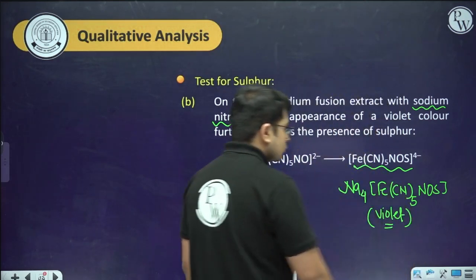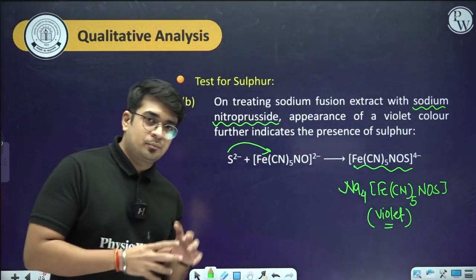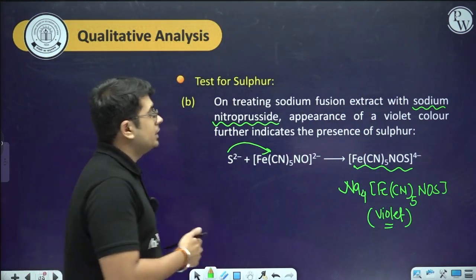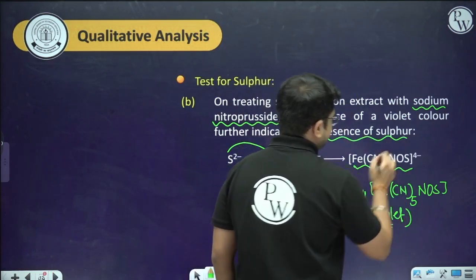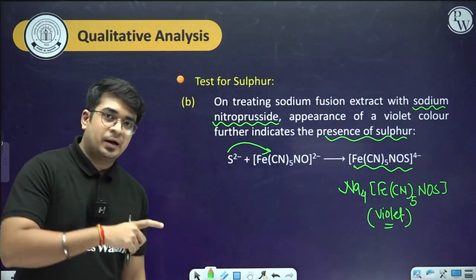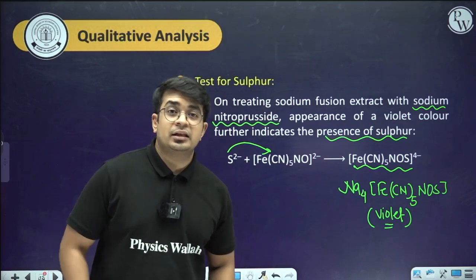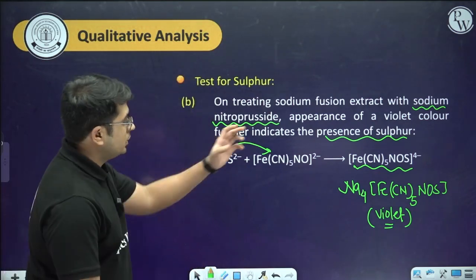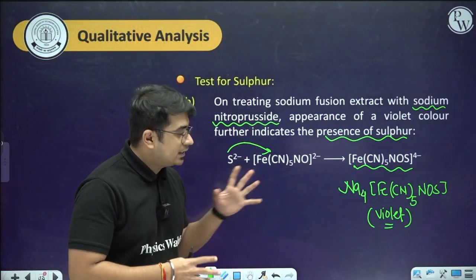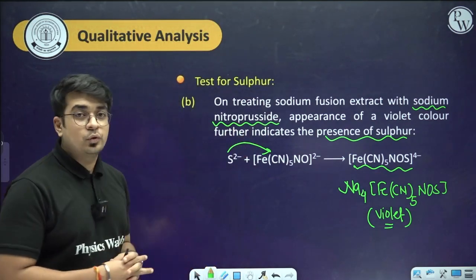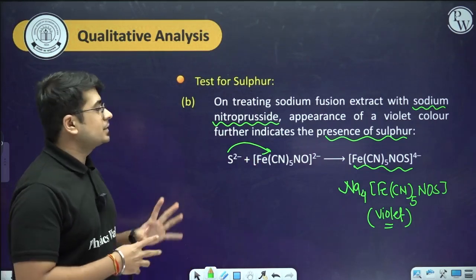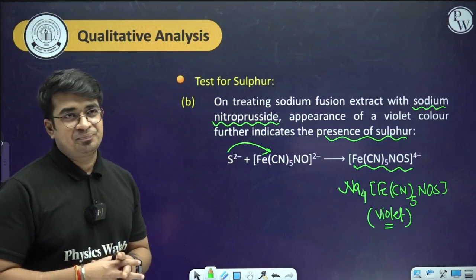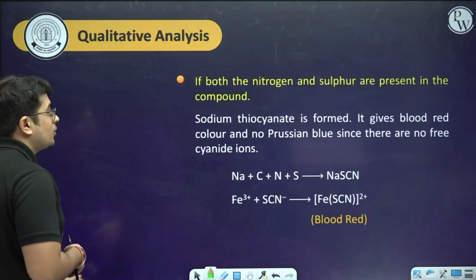Now this entire part is violet in color. So the formation of a violet color indicates the presence of sulfur, it's a confirmatory test. So as a preliminary test, you can use PbS, black coloration, or you can use a confirmatory test which is the presence of a violet coloration in presence of sodium nitroprusside. I hope the second part is also clear. So there are two things which you can do for sulfide ion. Okay, now let's talk about the next part.